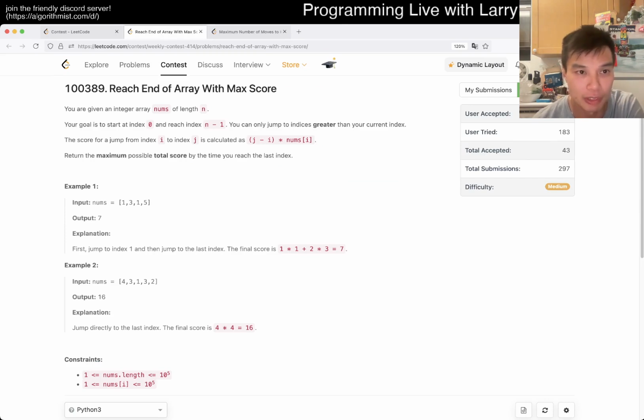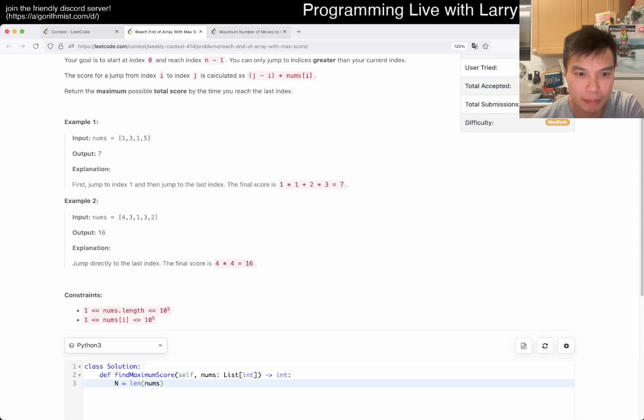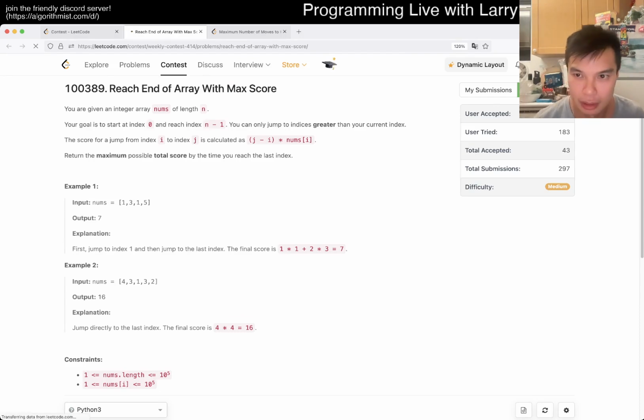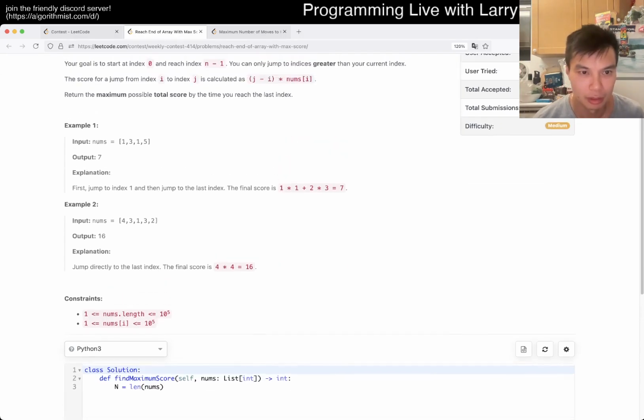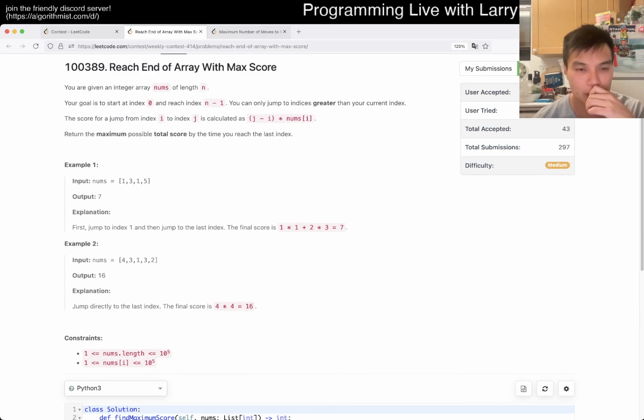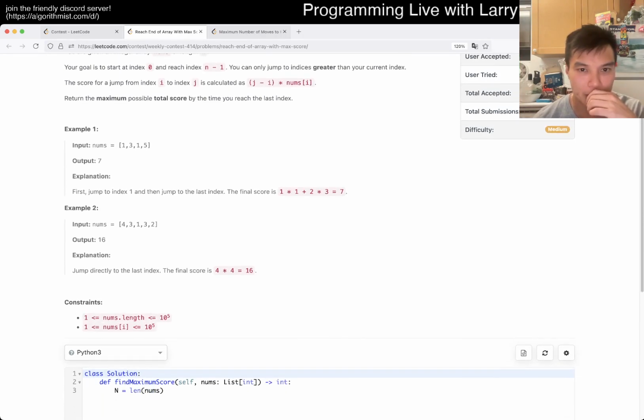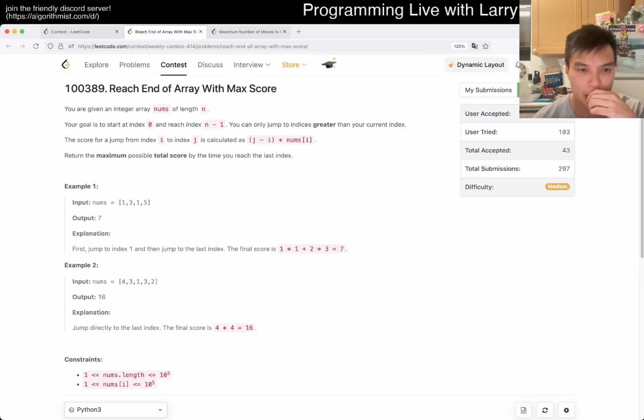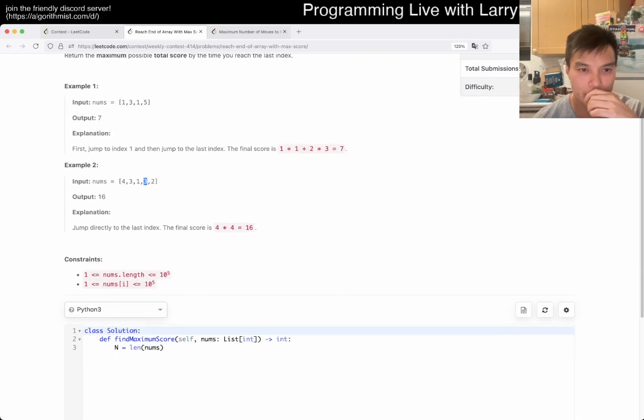Alright, let's go. Focus. Start at 0 to reach jump greater than your current index. So from left to right, i to j minus i times nums[i]. So is this just DP? No, wait. I mean, DP will be n squared, but we want to maximize the score. So okay, so let's say we're here.